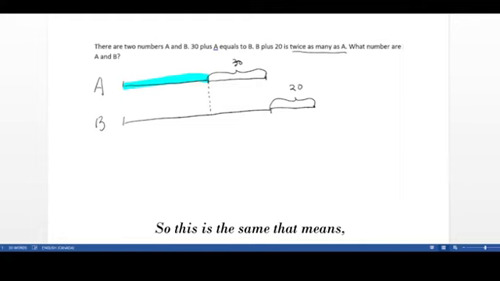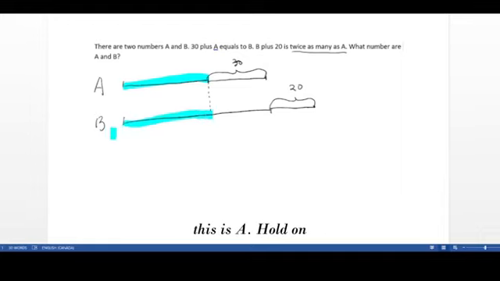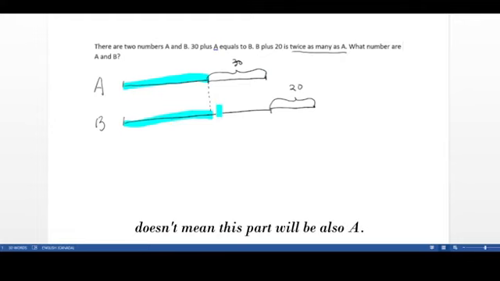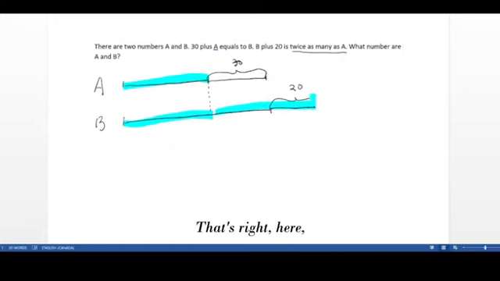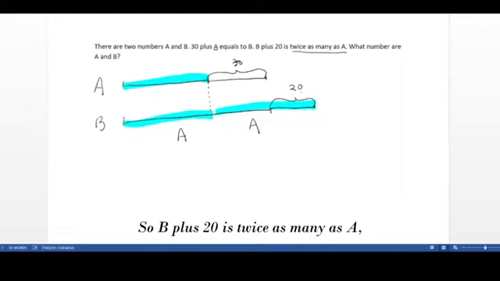That means if I put them here, this is blue, this is A. Hold on, B is now twice as many as A. I already have one A here. Does it mean this part will also be A? That's right. Here, this is A. This is also A. So B plus 20 is twice as many as A.